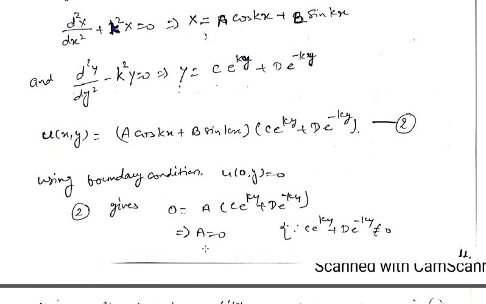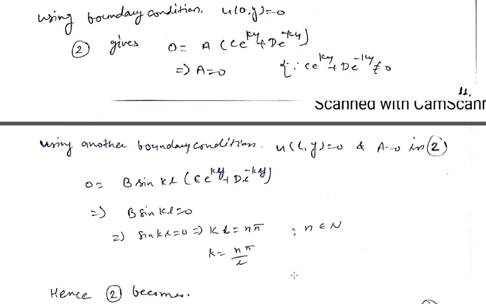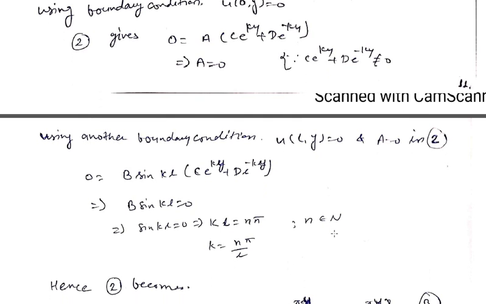Now we choose another boundary condition. When x = l, u(l, y) = 0, it's given. At the same time, using a = 0, equation 2 becomes 0 = b sin kl (c e^(ky) + d e^(-ky)). Here this term is non-zero, and b, which is an arbitrary constant, is also non-zero. That's why sin kl must be 0, so kl should be equal to nπ. That's why we get k = nπ/l, where n is some natural number.